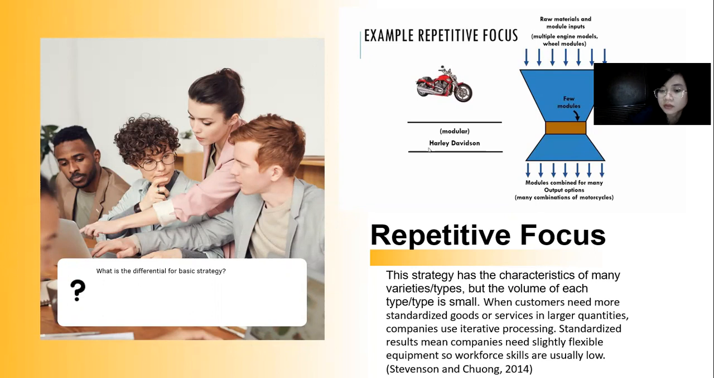Standardized results mean companies need slightly flexible equipment, so workforce skills are usually low, according to Stevenson and Chuong 2014. In this picture, you can look for the example of repetitive focus.